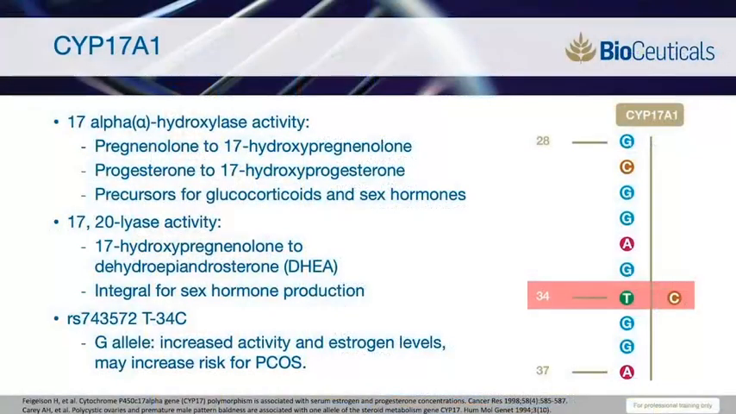So CYP17A1, as I said, it's got two functions, hydroxylase and lyase, and it's what pushes your progesterone and pregnenolone over towards the androgens. There's a particular SNP, and it's the G allele, or the C, depending on what strand of the DNA you are looking at, that is associated with increased activity, which can result in higher androgens, higher estrogens, and there's some evidence that it may be linked with PCOS, and there is that reference at the bottom if you want to look at that further.